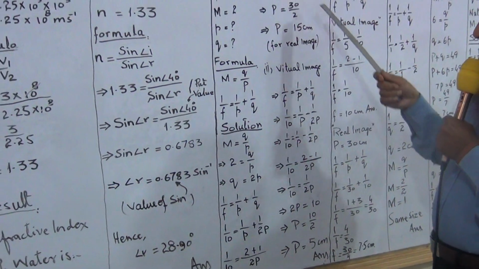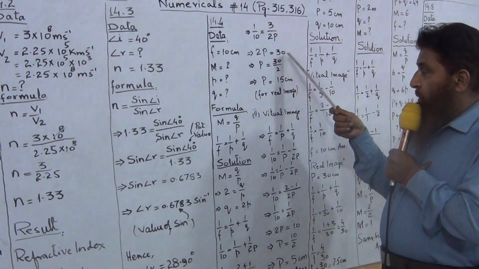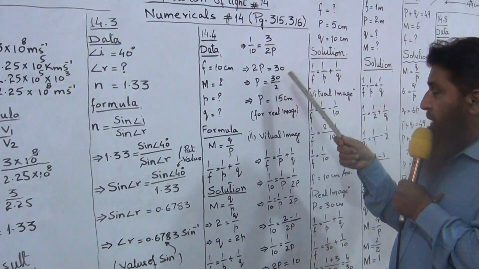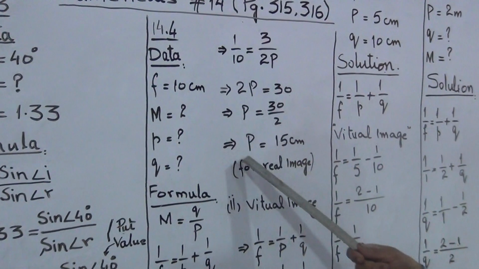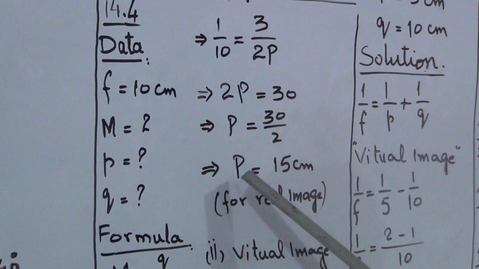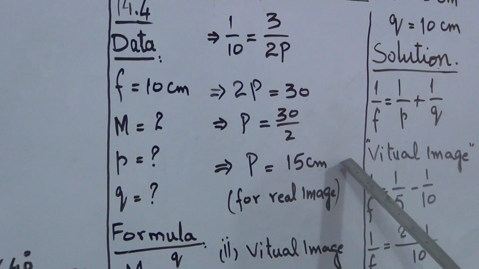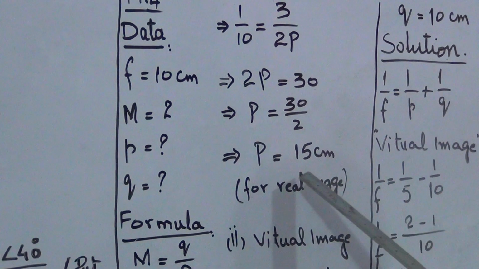Now by cross multiplication, 2p is equal to 10 threes are 30 and p is equal to 30 upon 2. So the position of the object from the lens is 15 centimeter. This is for the real image.